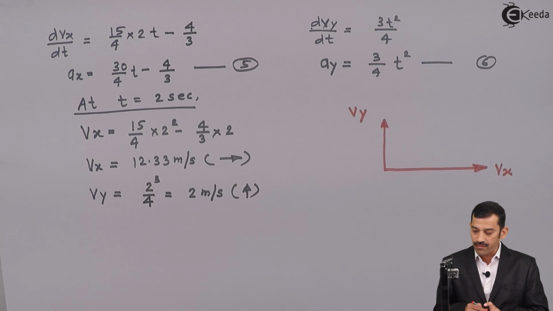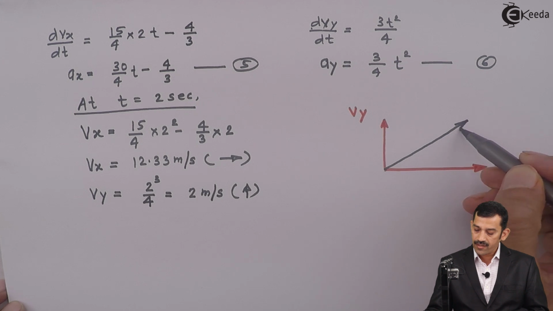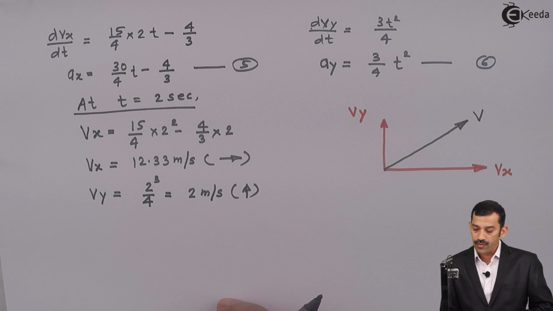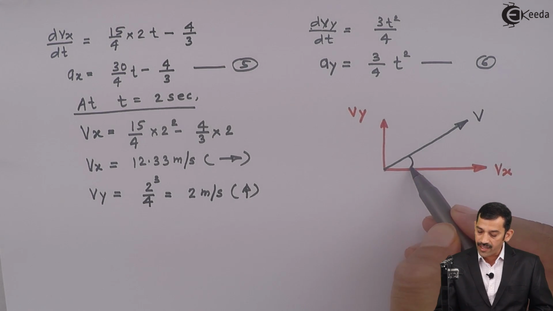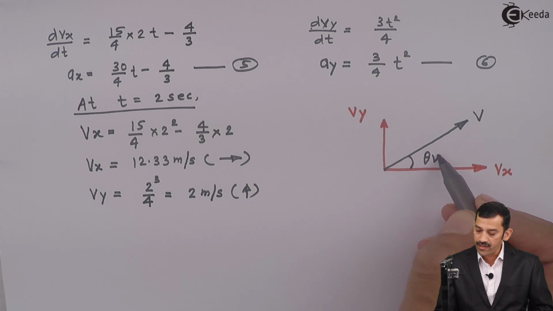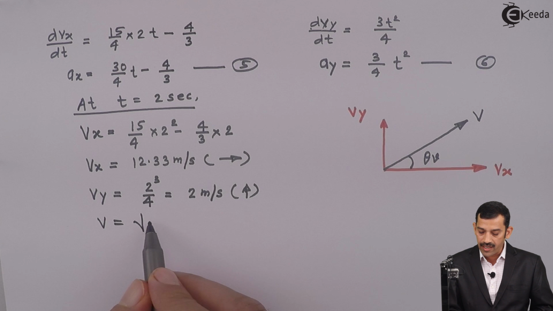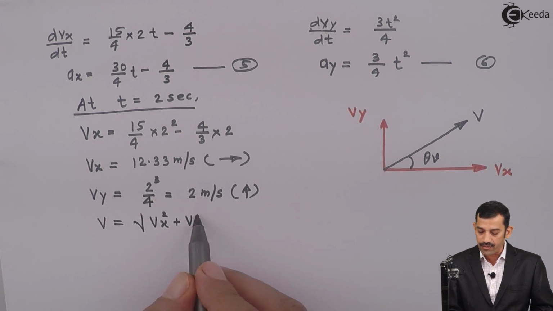Resultant velocity will be in the first quadrant. As the resultant velocity is in the first quadrant, I will represent it here, this is nothing but V. Simply applying Pythagoras theorem, we will get the magnitude of velocity. See this angle you are getting here, the inclination of velocity, I will write as theta v. Resultant velocity V can be calculated as the square root of Vx square plus Vy square.